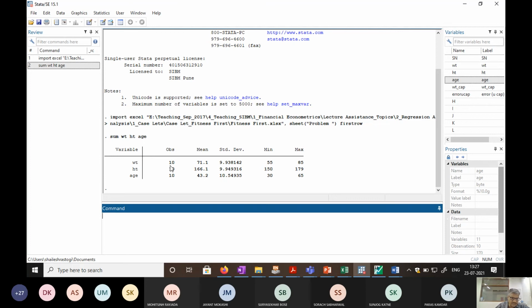How many observations of every variable? 10. Their mean, standard deviation, minimum, and maximum.